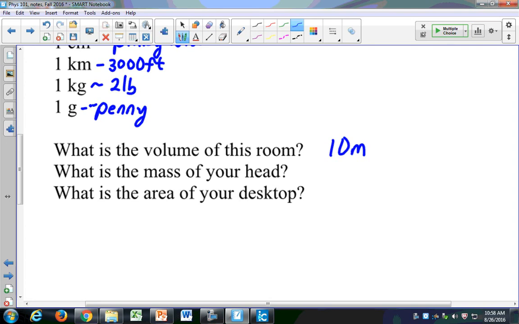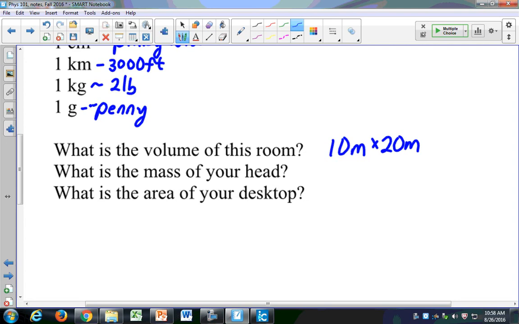Ish. 40? Okay. I think that's probably a little high. 4 times the distance here to back there? Let's say 20. Can I say 20? All right, 25. I'm just going to say 20.